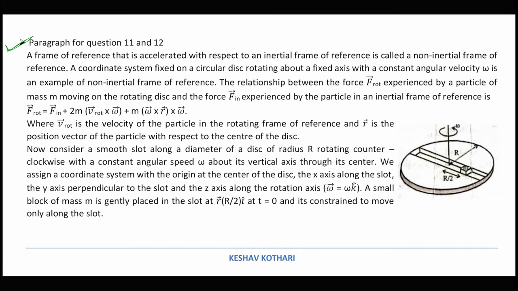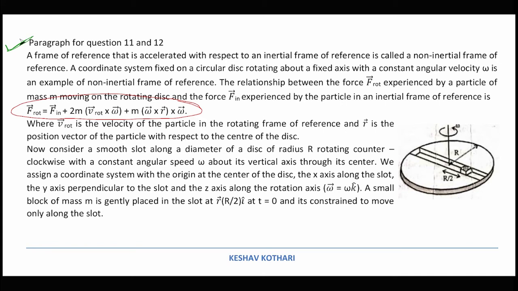The relationship between the force F rotational experienced by a particle of mass m moving on the rotating disk and the force F inertial experienced by the particle in an inertial frame of reference is given by this expression, where there are three terms. The first one is F inertial, then it is 2m v cross omega, followed by m omega cross r cross omega, where v rotational is the velocity of the particle in the rotating frame of reference and r vector is the position of the particle with respect to the center of the disk.